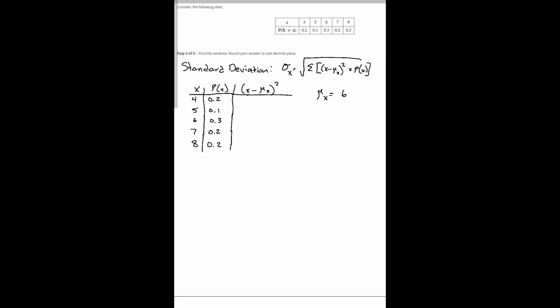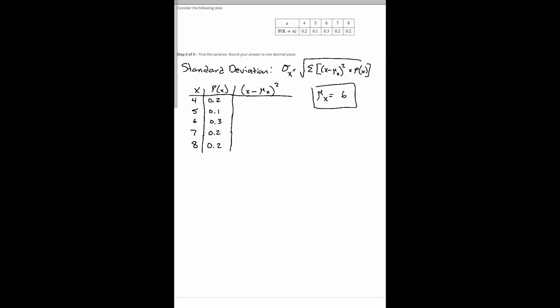Now, to find the other piece, we got to use the third column in the table that I wrote. So x minus mu of x squared. Now, mu of x is just the average of your x's. So if we go to the very first column of the vertical table, and we add 4, 5, 6, 7, and 8, well, we get 30. And 30 divided by 5, well, that gets us a mean, or a mu of x, of 6. All right? Now, we can take the average, we can take our discrete value and our probability, and then we can go ahead and plug stuff in.